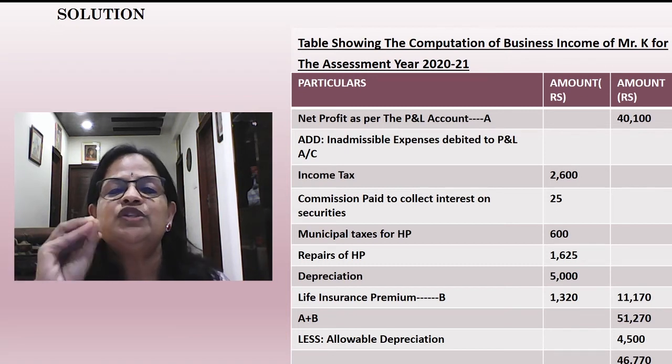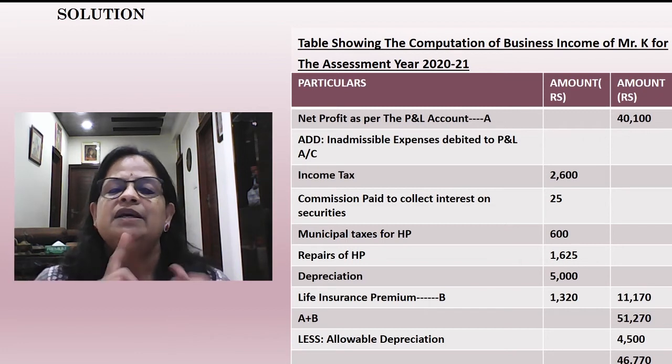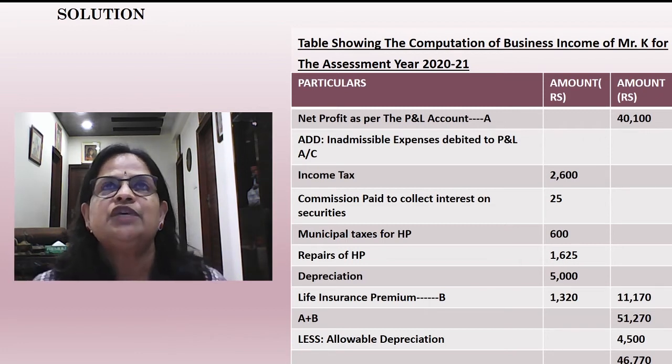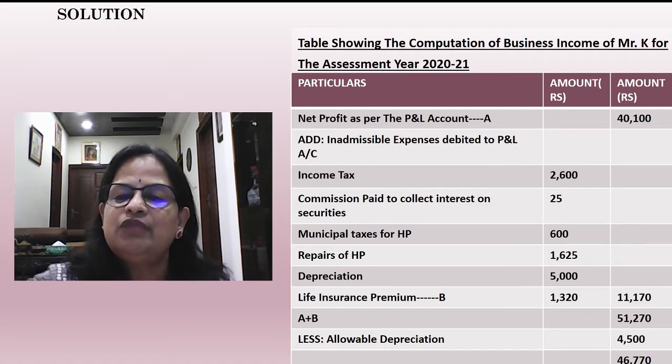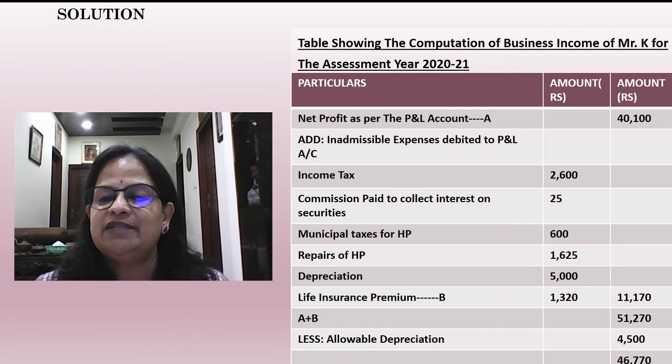Already I told you which all items we are not going to allow: income tax, commission paid to collect interest on securities, municipal taxes for house property, repairs of house property, depreciation, life insurance premium. So 40,100 plus all these disallowed items total 11,170. When you add, you will get 51,270.